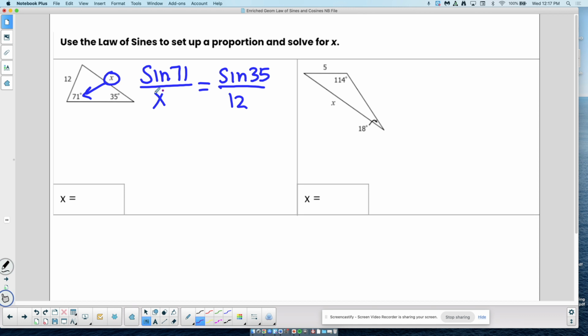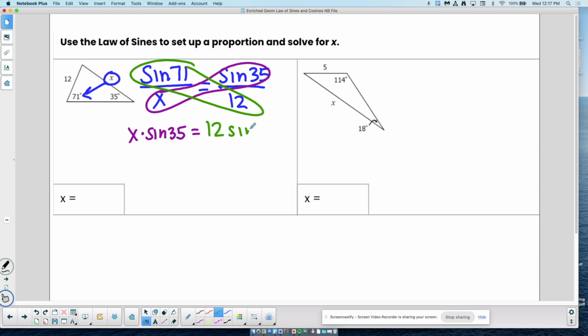So I'm going to take x times sine of 35 equals 12 times sine of 71. Again, folks, we're just solving for our variable here, which is x. So I want to get x alone, so I'm going to divide by sine of 35 on both sides. This will cancel out. And now, this is just calculator work. You do have to be careful when you type it in.